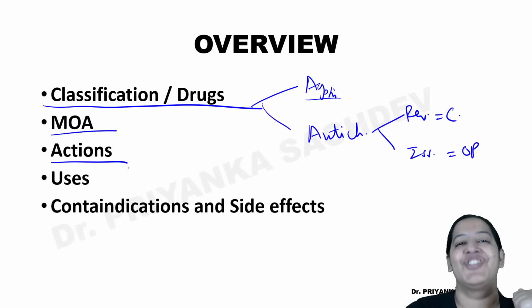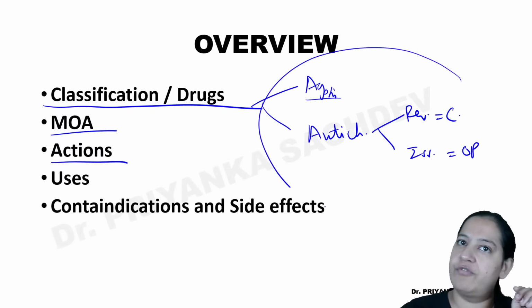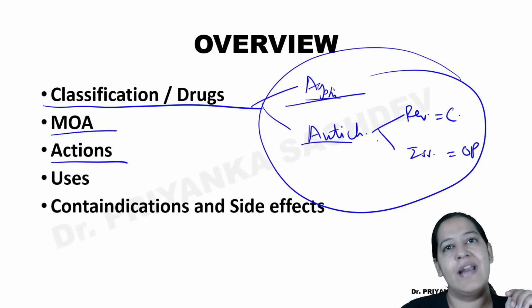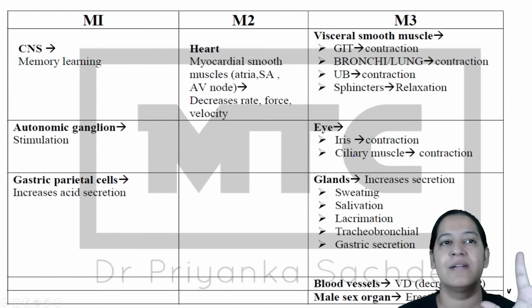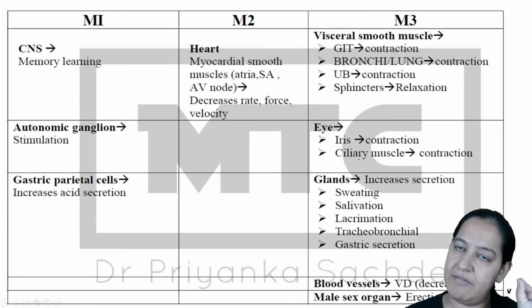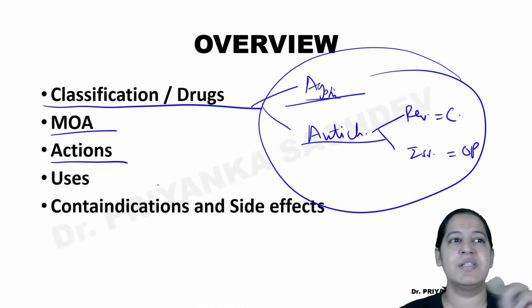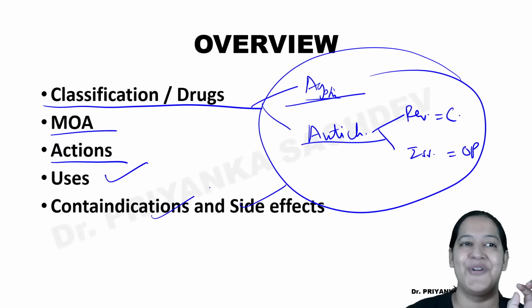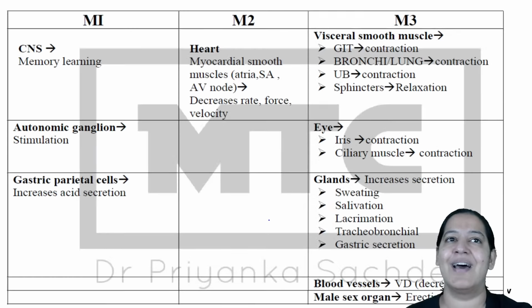Now coming to actions. To understand the action of both of these, whether cholinergic agonist or anticholinesterase, you should understand this table. This table I have already discussed in my last lecture. I will just briefly give you the overview and then tell you the actions in short. After actions, I will come to uses, side effects and contraindications. I will give you many mnemonics there. So let me tell you the actions. The actions are in front of you.